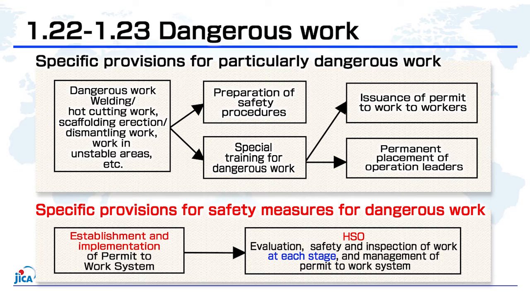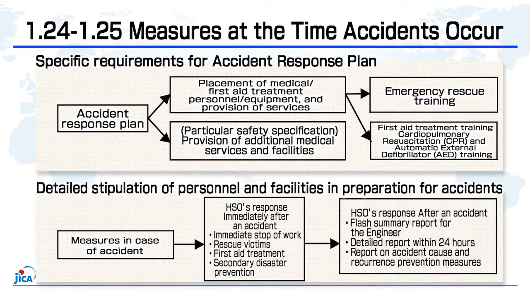They stipulate the HSO's investigation and evaluation of dangerous work, prediction of dangers that may be encountered, and confirmation of results of pre-work inspections. Sections 1.24 and 1.25 specify the requirements for accident response plans and personnel and facilities in preparation for accidents. These sections provide for the formulation of an accident response plan that describes the contractor's on-site medical and first aid treatment personnel, equipment, service plans, and conducting of emergency rescue and first aid treatment training. They also stipulate the contents to be included in the particular safety specifications. Additionally, they cover measures to be taken by the HSO immediately after the occurrence of an accident.